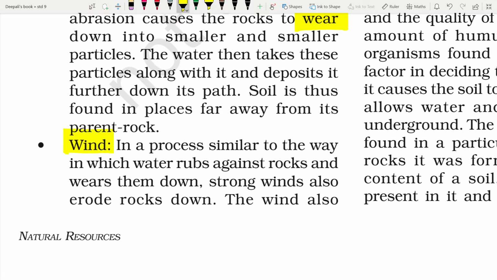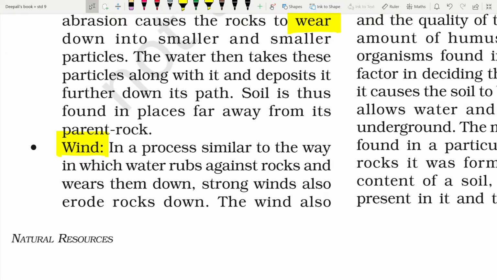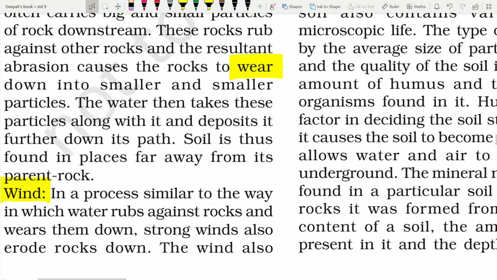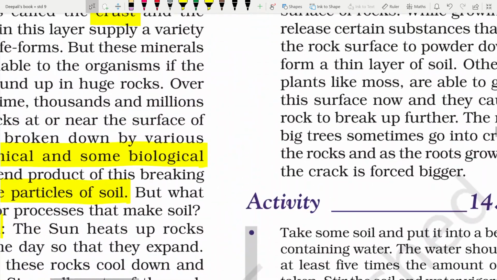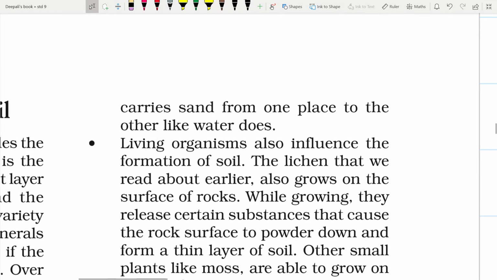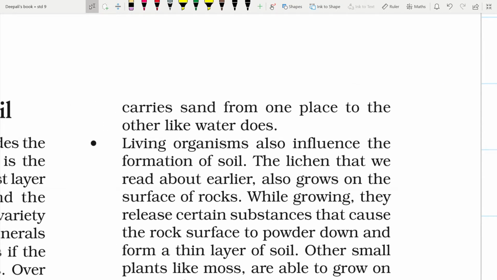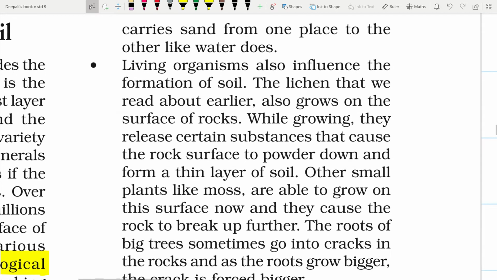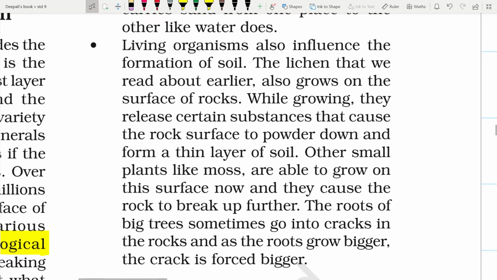Now you have the wind. In a process similar to the way in which water rubs against rocks and wears them down, strong winds also erode rock. The wind also carries sand from one place to another like water does. Living organisms also influence the formation of soil. So, wind, water, sun, and living organisms.